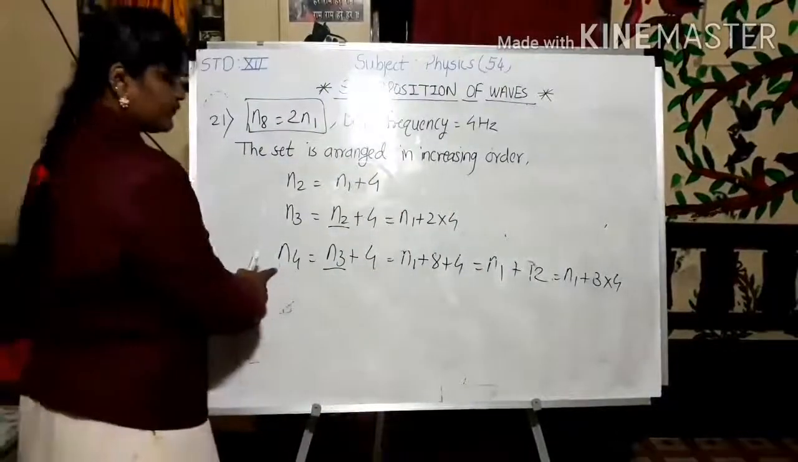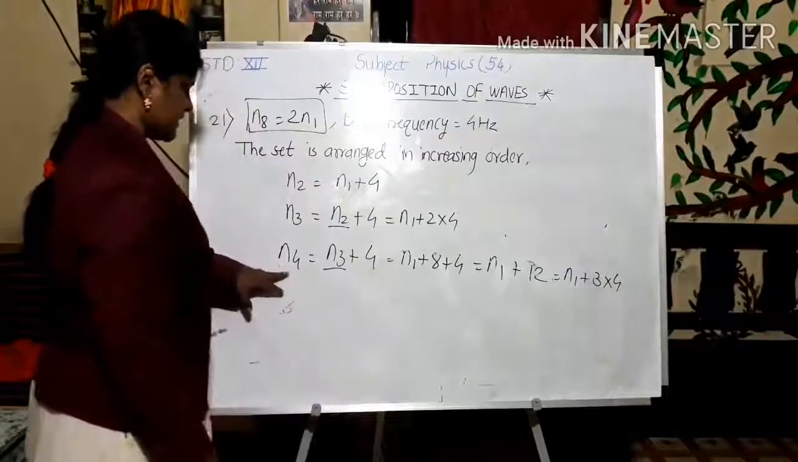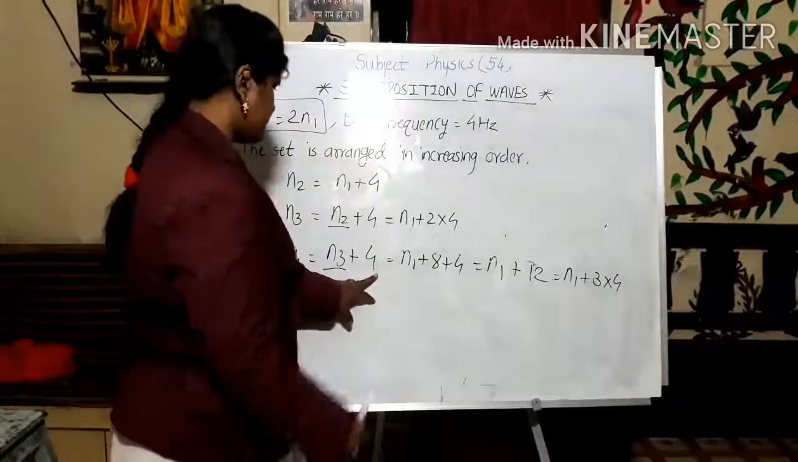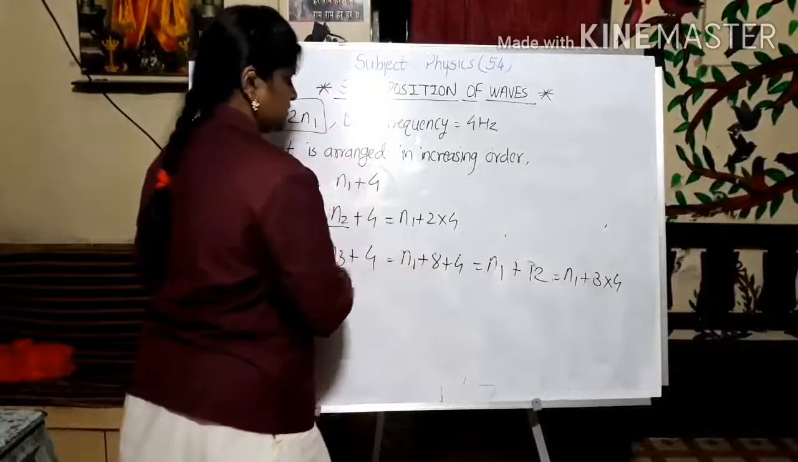Now for this we are going to apply the same funda. For the next one, which is N4, it is N3 plus 4, right? Instead of N3, what can I put? N1 plus this.